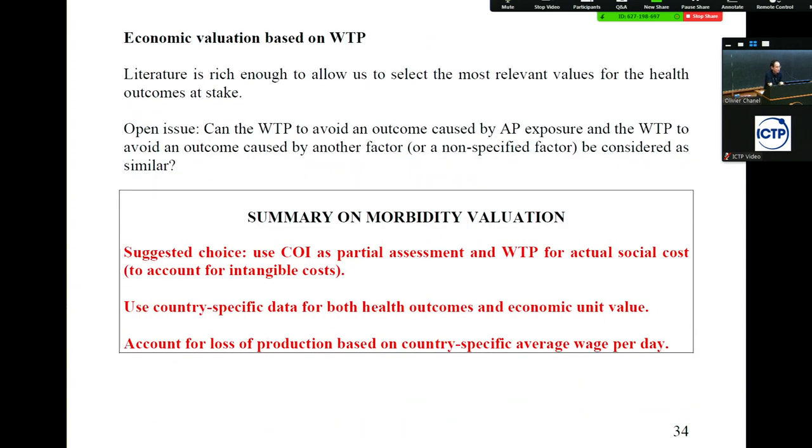So this was for morbidity, cost due to chronic morbidity, using the cost of illness method. You can do things similar with willingness to pay, and here you have in the literature several studies that provide you the value people are willing to pay to avoid being asthmatic, having a chronic bronchitis, and so on.